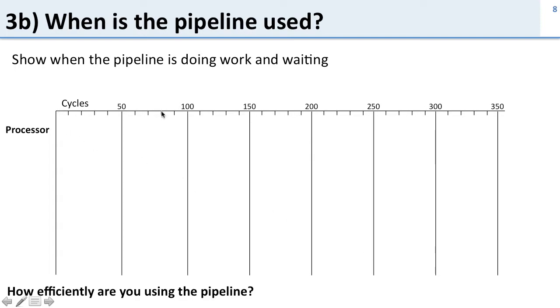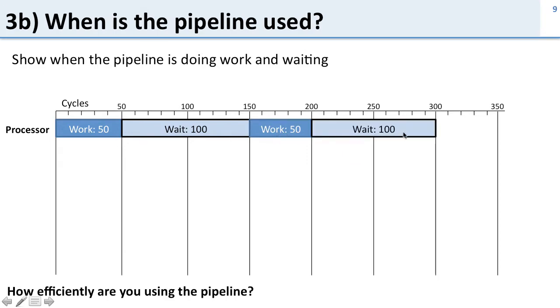So here's the time in the pipeline. Let's draw out what our processor is actually doing. For the first 50 cycles here, we're doing work, then we wait for 100, then we do work, then we wait for 100, and we continue that. If we look at this, this is not a very efficient use of the pipeline. In fact, 2/3 of the time, our pipeline's sitting here not doing anything. So this is really not good.